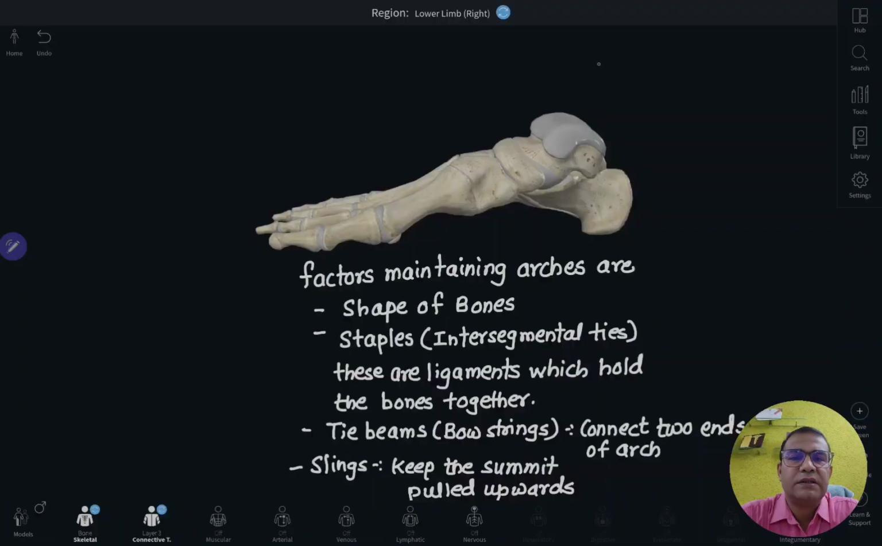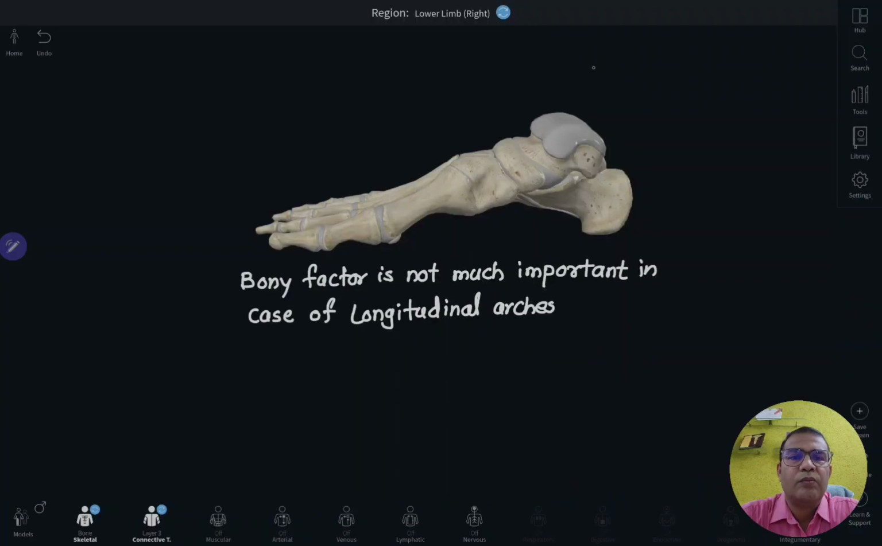Slings, these are the tendons which keep the summit of the arch, or rather the arch, pulled upwards, and thus they are important for maintaining the shape of the arch. Bony factor is not much important in case of the longitudinal arches. It is important in case of the transverse arches.